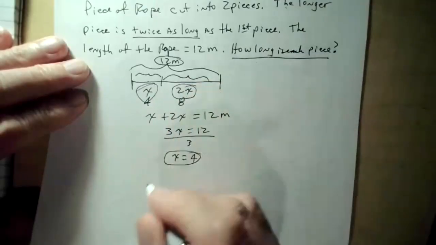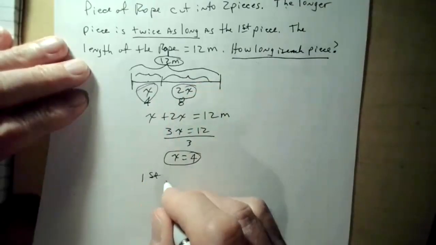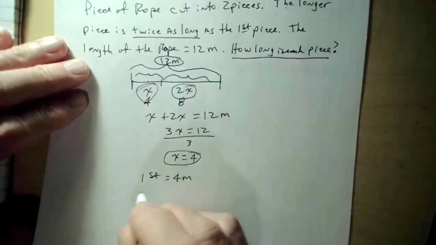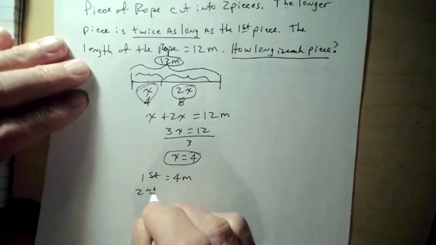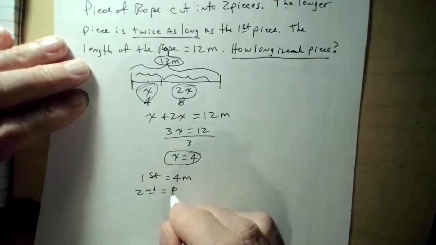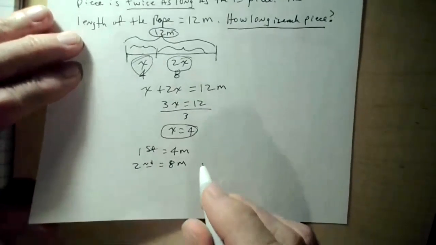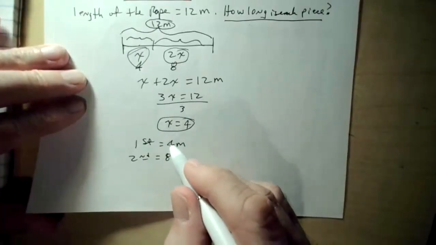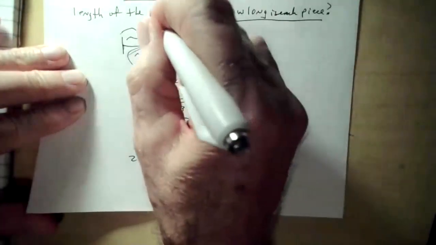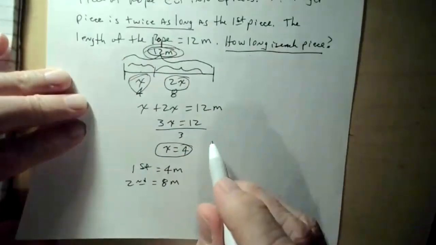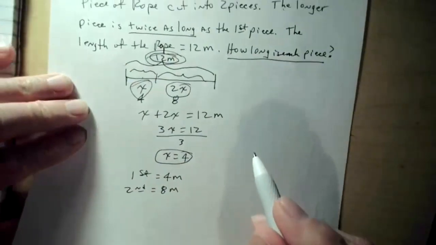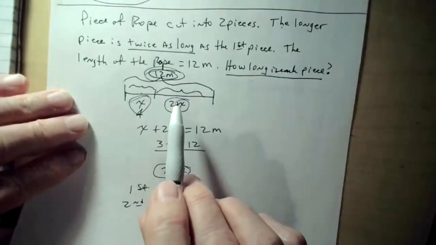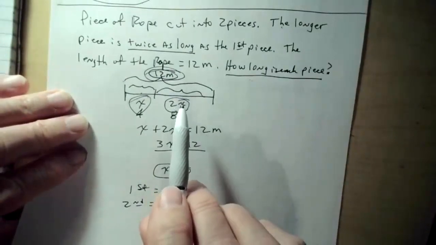How long is each piece? The first piece is 4, and the second piece is 2 times 4, or 8. First is equal to 4 meters, and the second is 8 meters. Now, what's our acid test here? How do we make sure we're right? 4 plus 8 is 12. So we're probably correct.